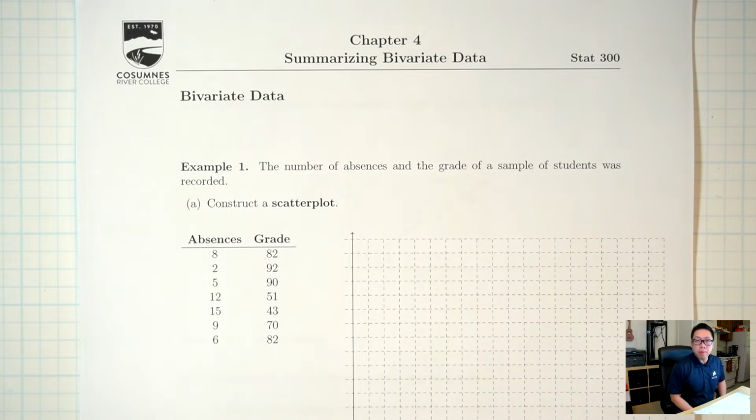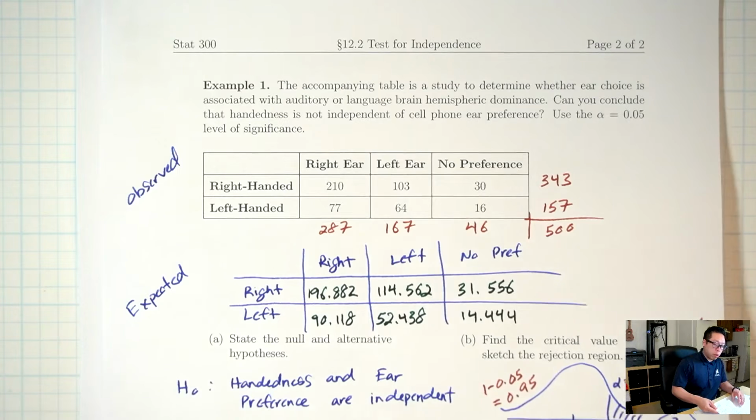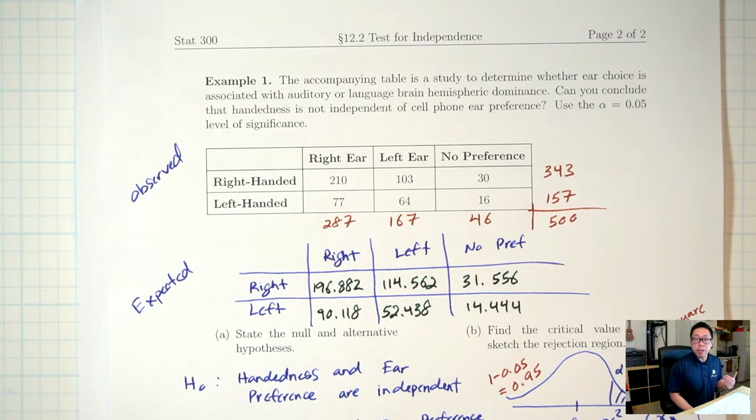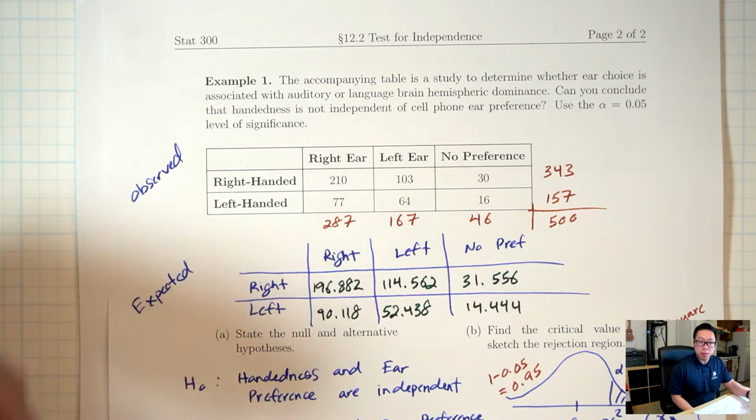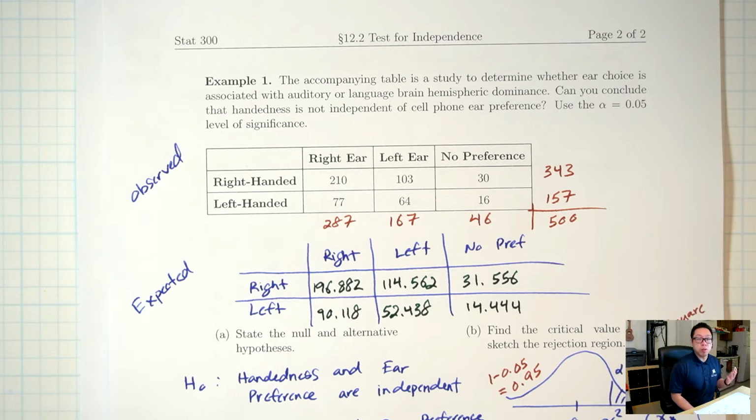Last time we talked about the test for independence. And the test for independence is used to determine whether two variables are related or not. An example we talked about was whether handedness, whether you're left-handed or right-handed, is related to your cell phone ear preference, which ear you prefer to hold up your cell phone to.